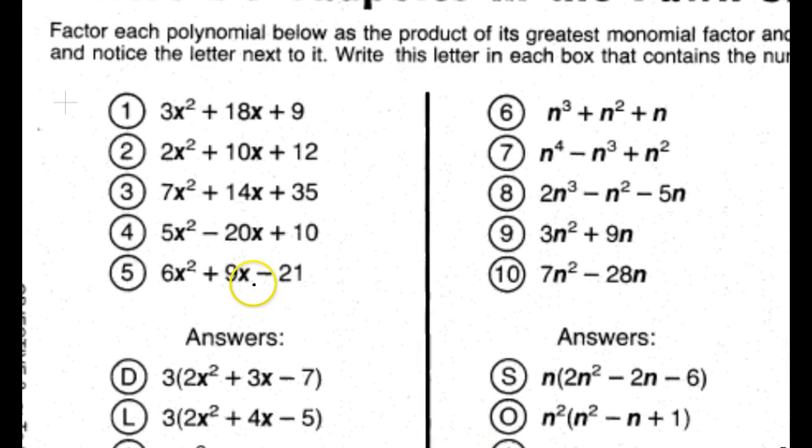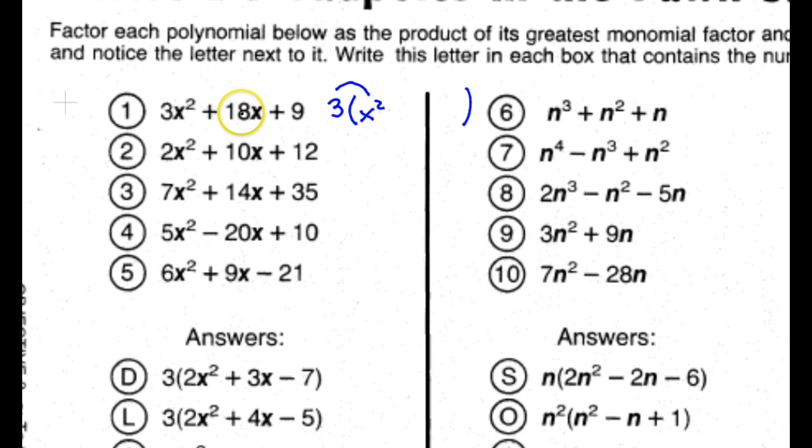So what is the biggest number that goes into 3, 18, 9? 3 is the biggest number that goes into all three. And you know the answers are down here. So what's left inside? 3 times what is 3x squared? x squared. So we're going to do the reverse of the distributive property. Instead of multiplying the 3 in, I'm dividing it out.